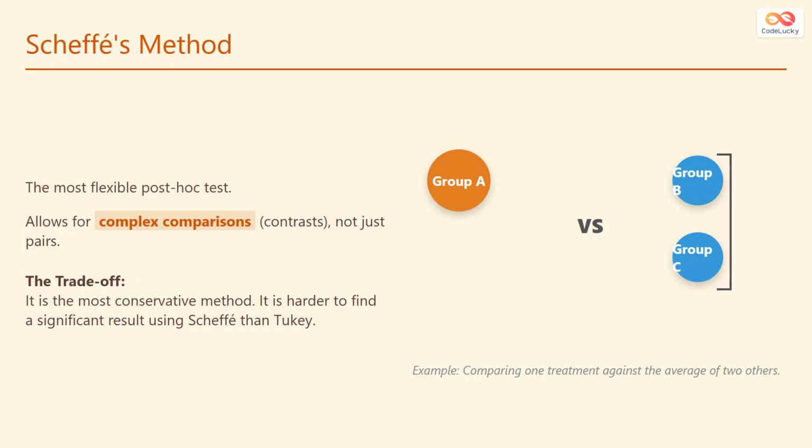Finally, we have Scheffé's method. This is unique because it allows for complex contrasts. For example, instead of just comparing Group A to Group B, you could compare Group A against the average of Groups B and C combined. Because it allows for so many possible combinations, it applies a very strict penalty to ensure valid results, making it the most conservative of the three.